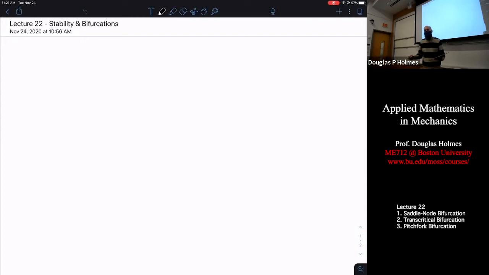We want to talk now about stability and the concept of bifurcations. And a bifurcation is a qualitative change in the behavior of a system as a parameter is changed. What this means, at least in the simplest sense, which is what we're going to cover today, is fixed points that we saw when we were creating these models.